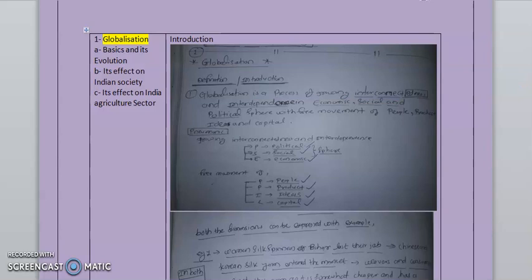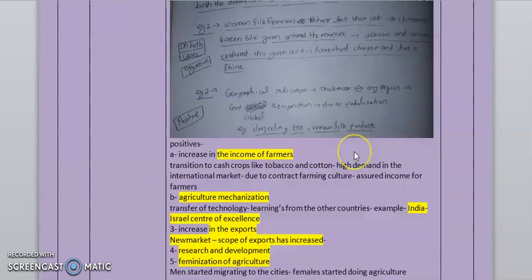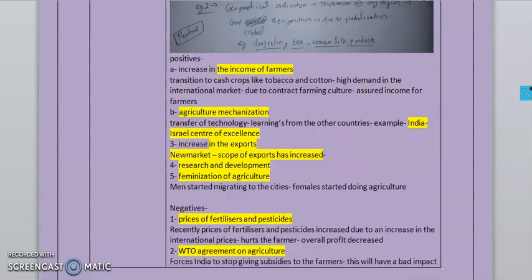So let's go. Now these are some positives. See, these are related only to agriculture, so this will be helpful mainly for NABARD aspirants, and in the next video we will see the implication of globalization on the Indian economy. So let's start. What are the positives? The first positive is the increase in the income of farmers.